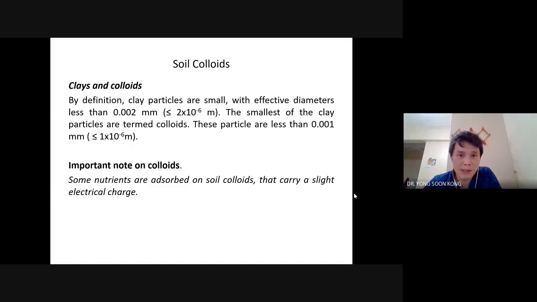Now, the smallest clay can be termed as colloid. Like I told you just now, this clay can be as small as, not really an atom, but maybe several hundred times of an atom. They can go really small. In fact, sometimes clay is defined as a nanoparticle. So when they dissolve in water, they can really mix very well.